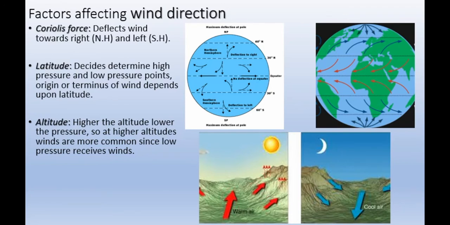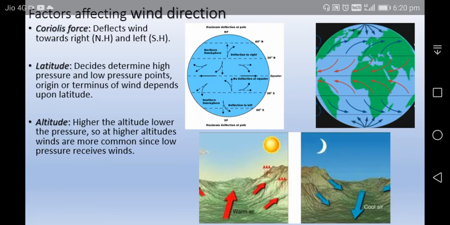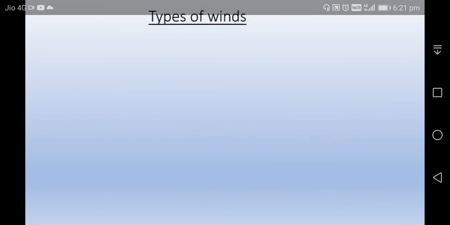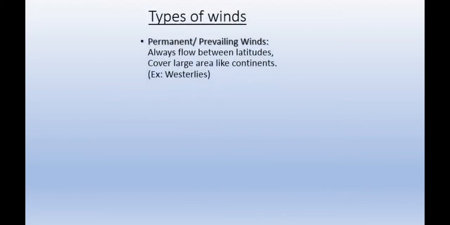And we discussed the world wind system. We already studied primary, secondary and tertiary winds. Now we can continue to study. Okay, here we can continue again with the types of winds.